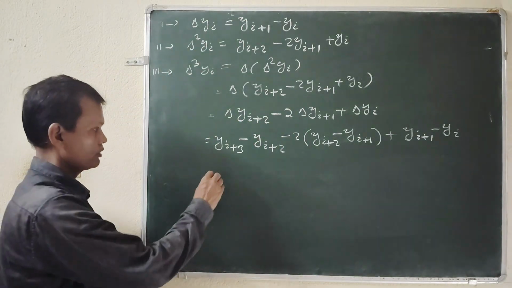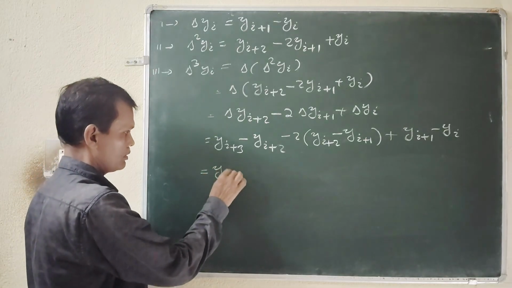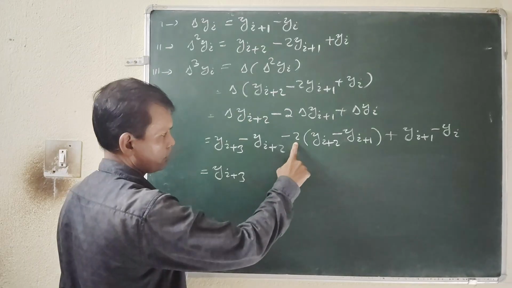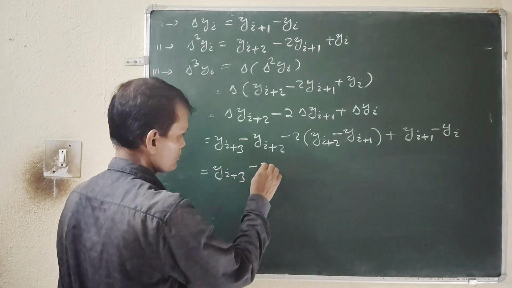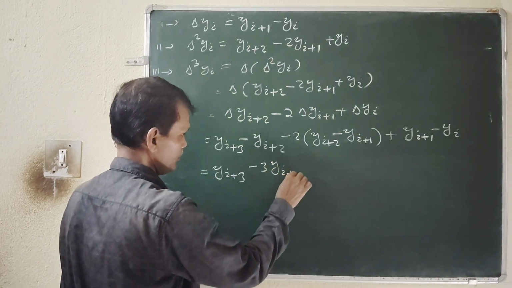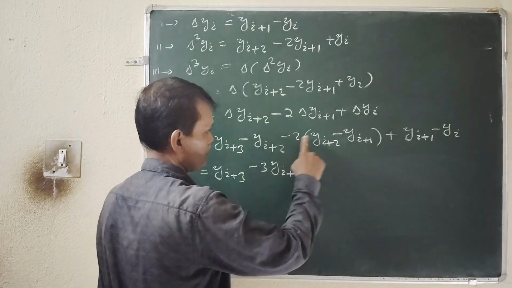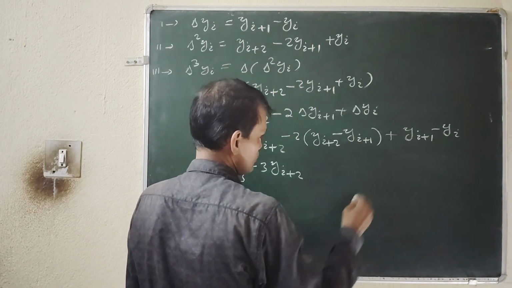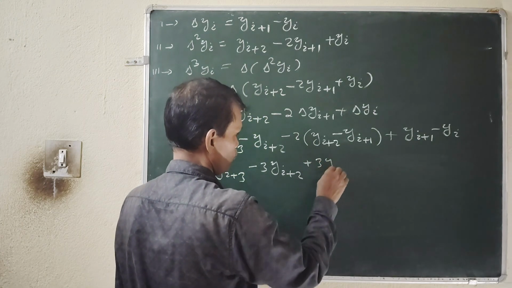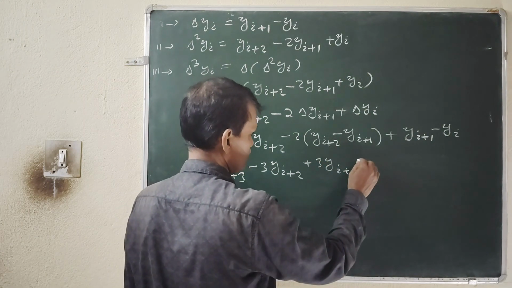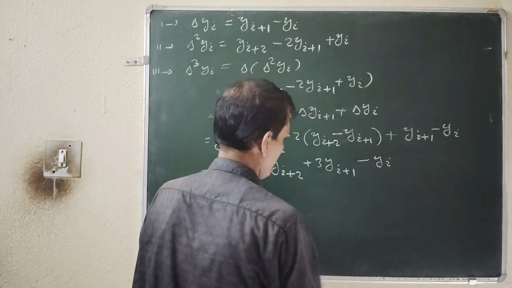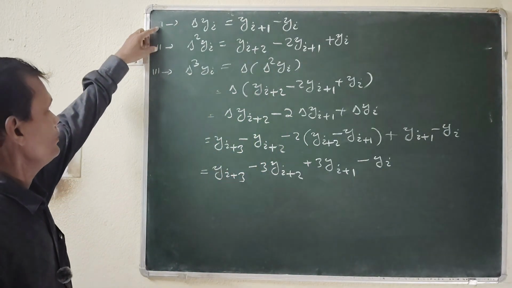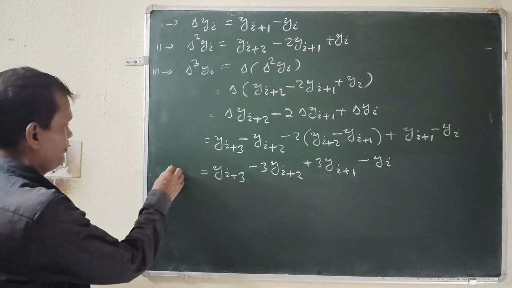So that gives yi plus 3, minus yi plus 2, minus 2yi plus 2, that gives minus 3yi plus 2, then minus minus plus 2yi plus 1 and plus yi plus 1, that is 3yi plus 1, minus yi. Now you just look at the results of 1, 2 and 3.